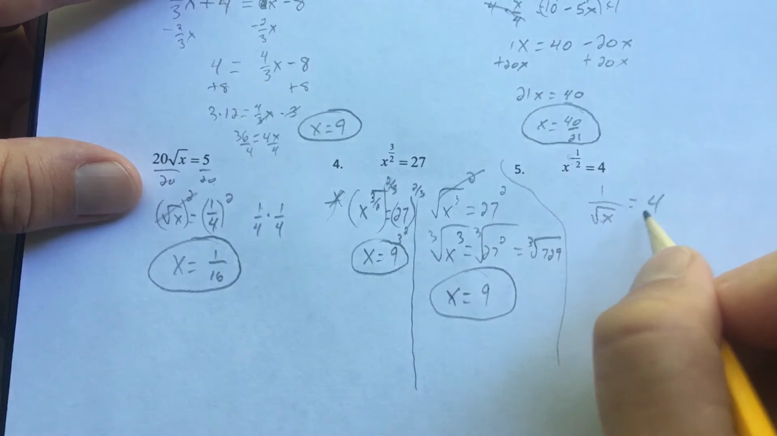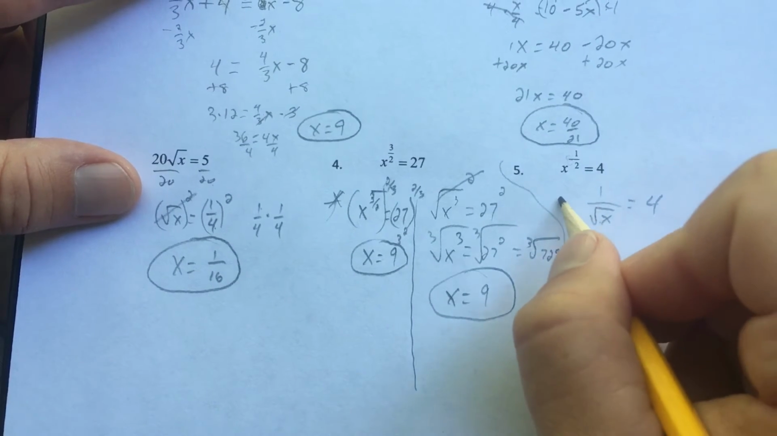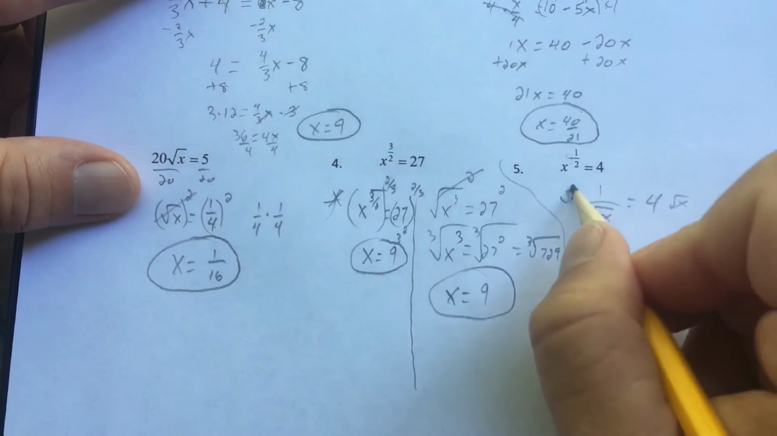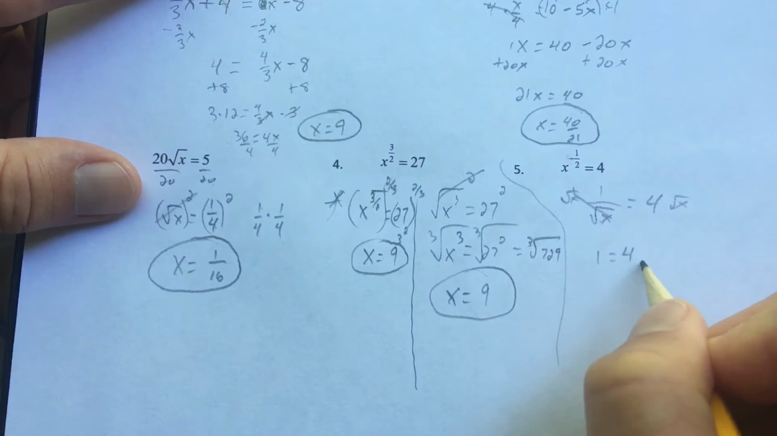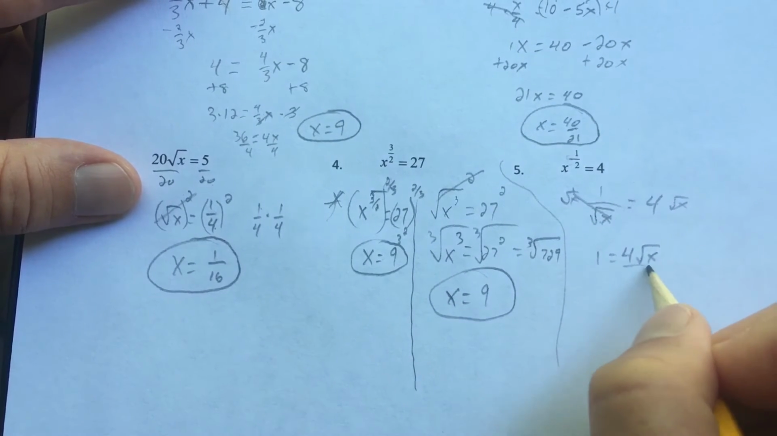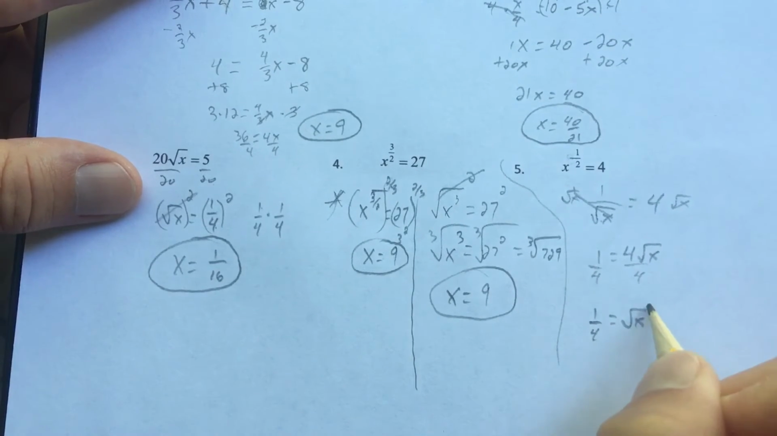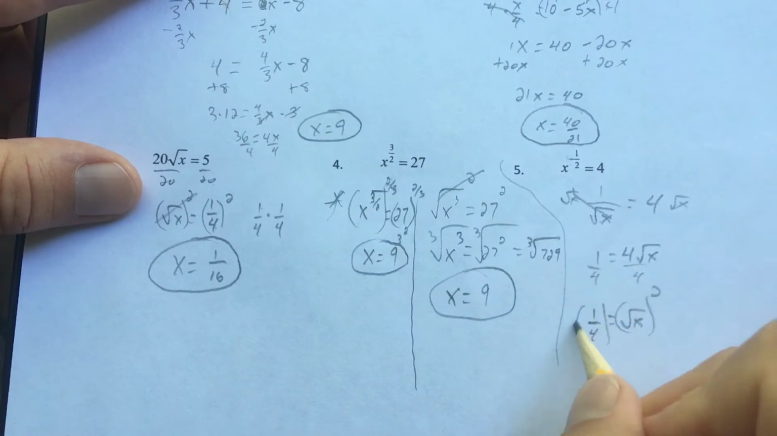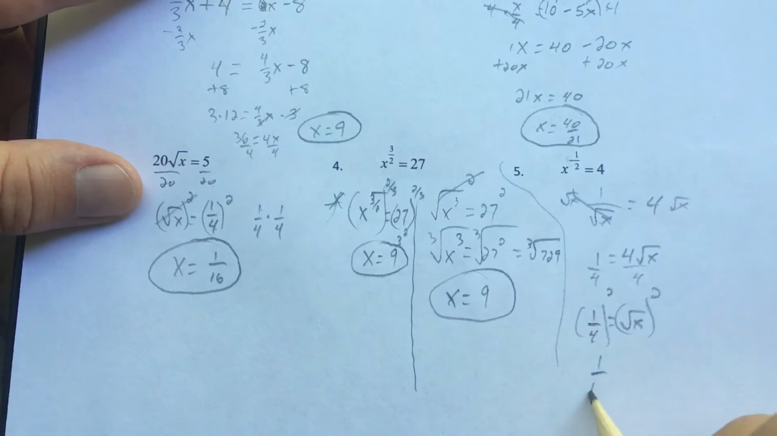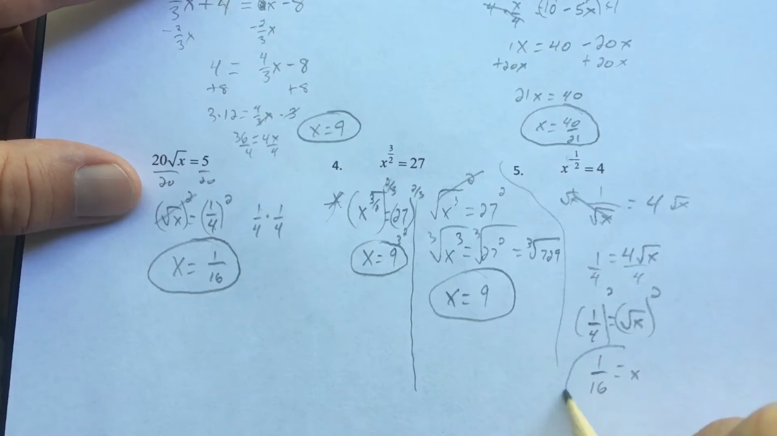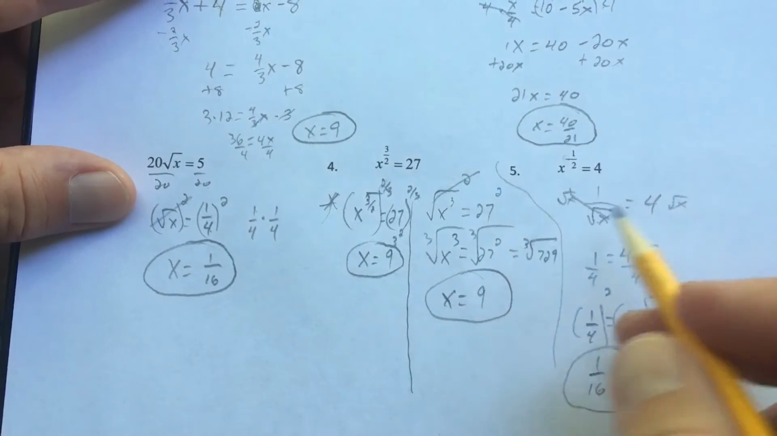I would maybe multiply by the square root of x on both sides. Get it off the bottom. We've got 1 equals 4 times square root of x, and then maybe divide by 4. So I get 1/4 equals square root of x, and then we can square both sides. This is maybe a little more work than you need to, but maybe it makes the most sense in terms of where we were heading.